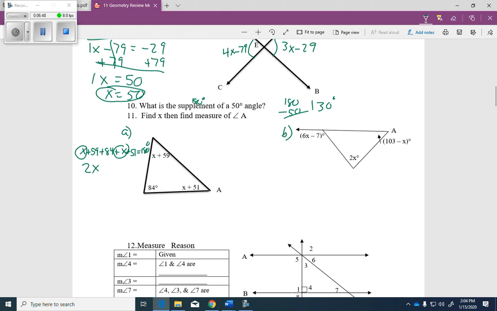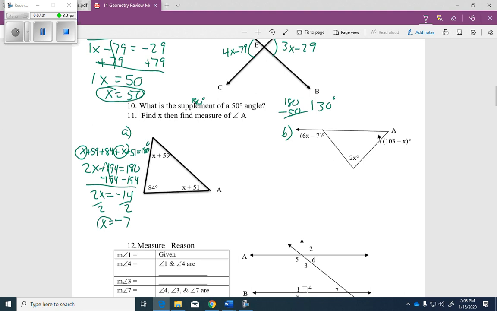So I'm getting mine out. 59 plus 84 plus 51 is 194. And we subtract 194 from both sides. And you get a negative answer. You get negative 14. And when you divide by 2, you get x is negative 7. Don't panic that this is negative. X is just a value of that variable. It's not the angle measurement.